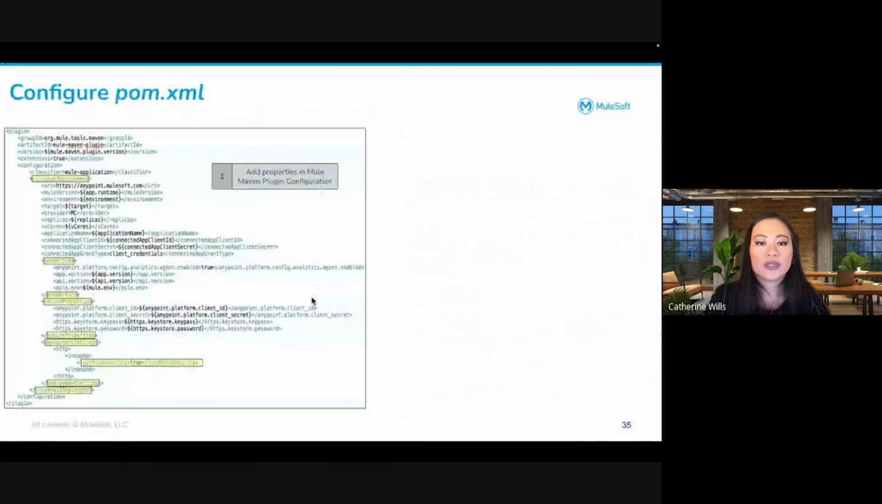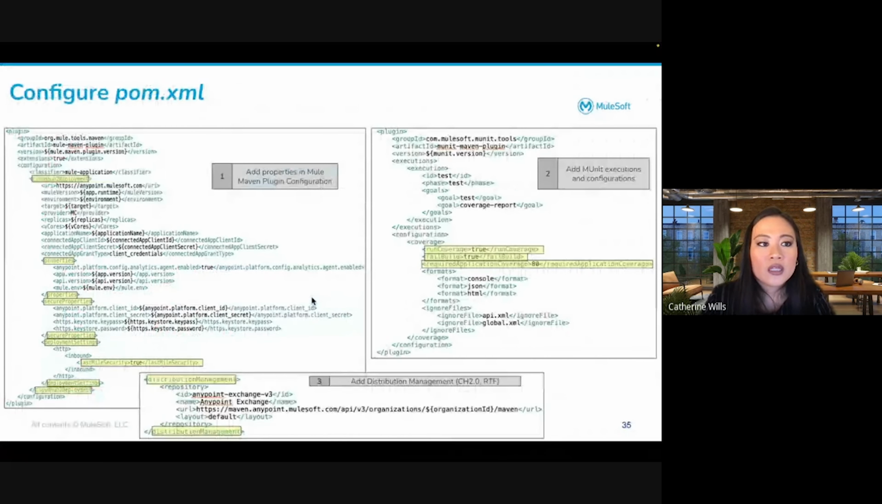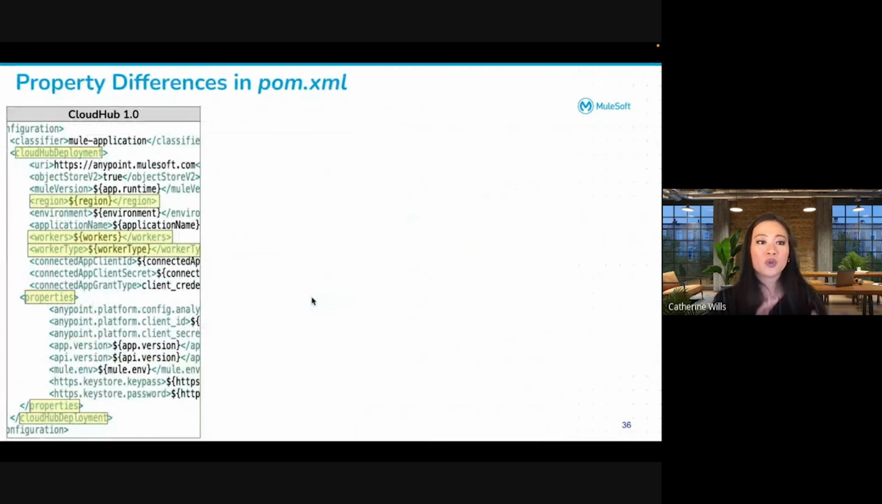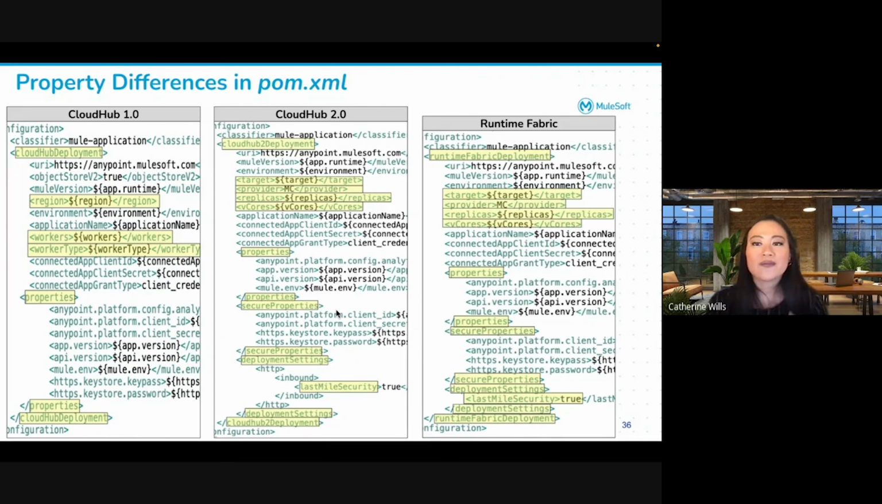So while that's deploying, I did want to show the property differences between the three different deployment targets. So we have CloudHub 1.0. It uses region, workers, worker type, and your properties. CloudHub 2.0 and Runtime Fabric are very similar. We have target, MC provider, replicas, vCores.